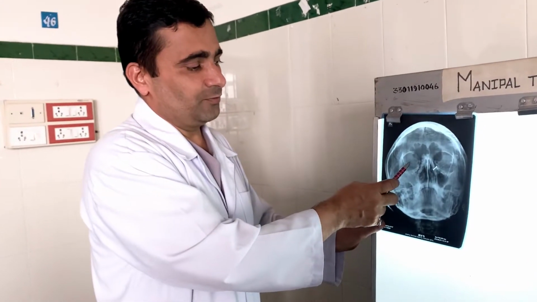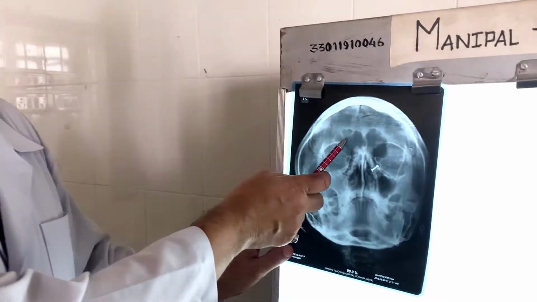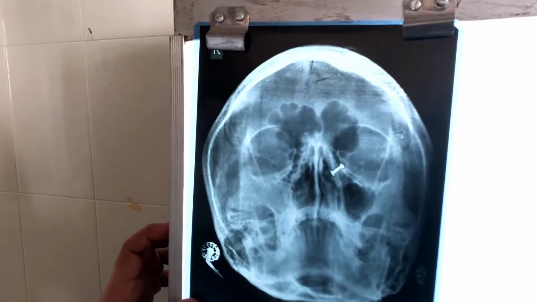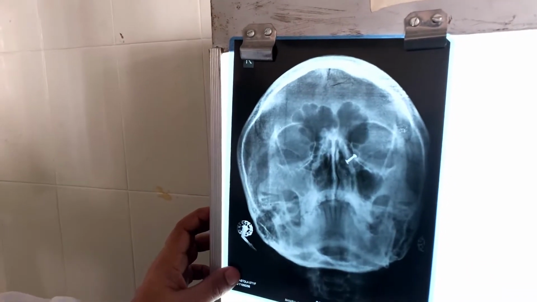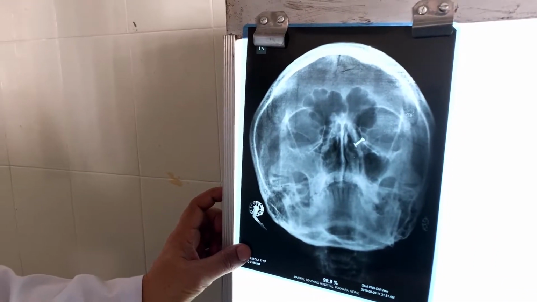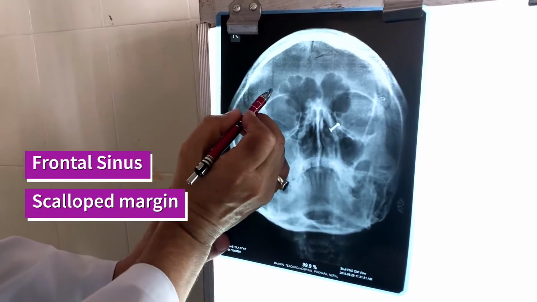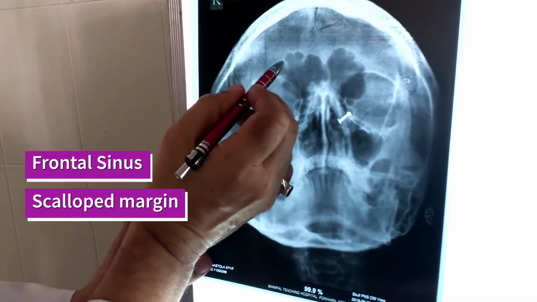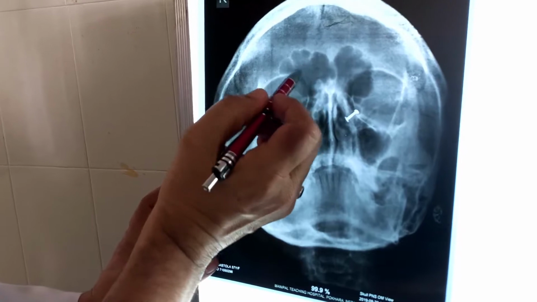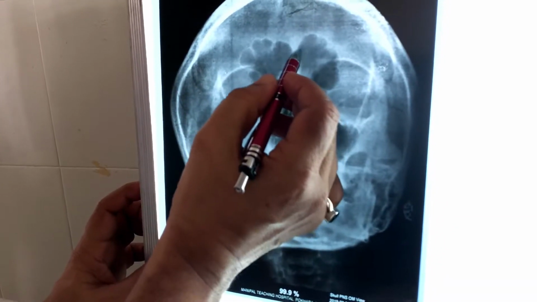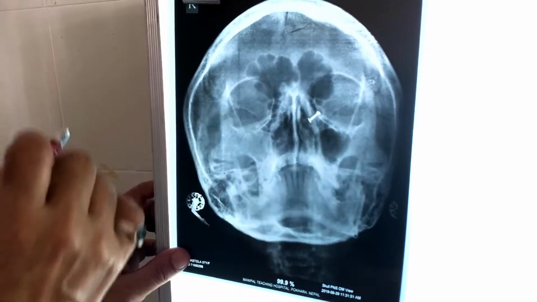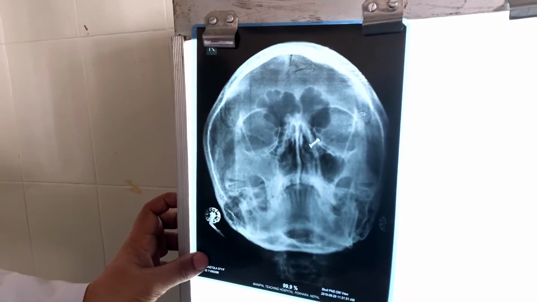Just superior and medial to the orbit, you can see the frontal sinus. How do you know it is the frontal sinus? The frontal sinus is evident by its scalloping. You can see the scalloping of the frontal sinus here. Scalloped margins of the frontal sinus are very important. The frontal sinus is big here. This is also the frontal sinus. So the frontal sinus has scalloped margins.